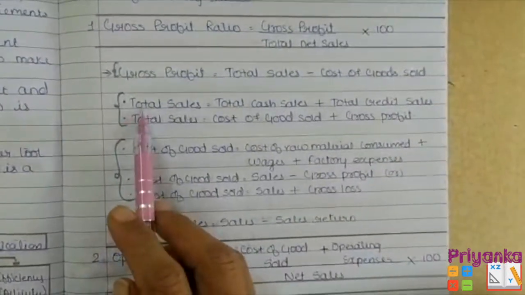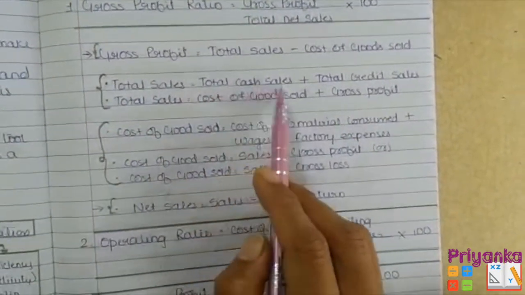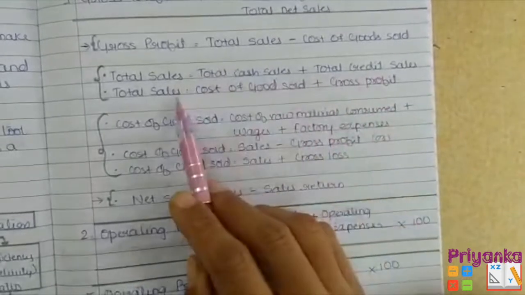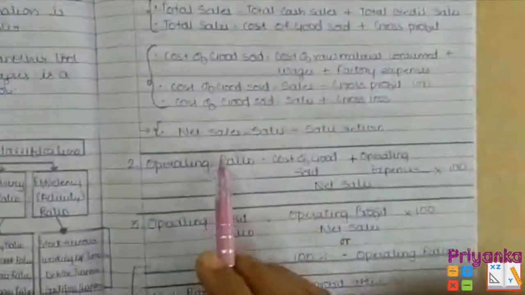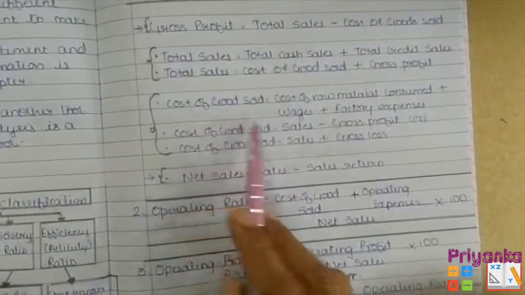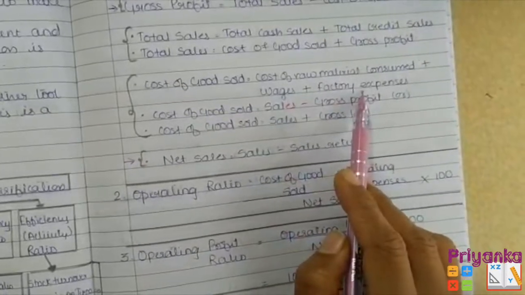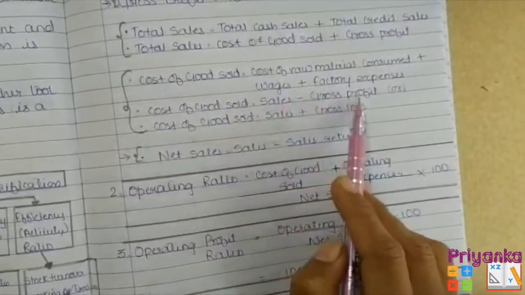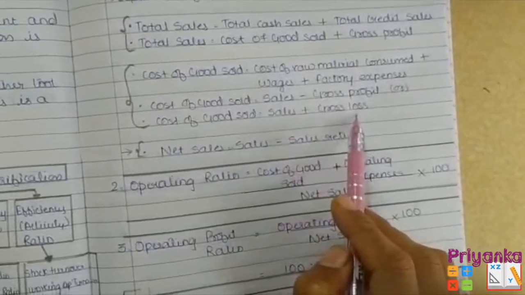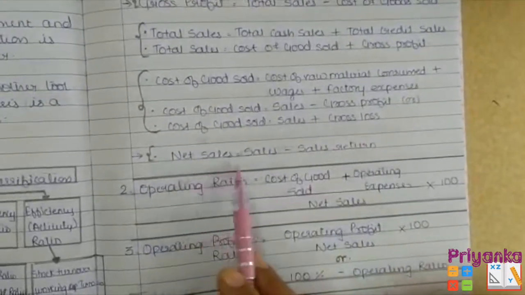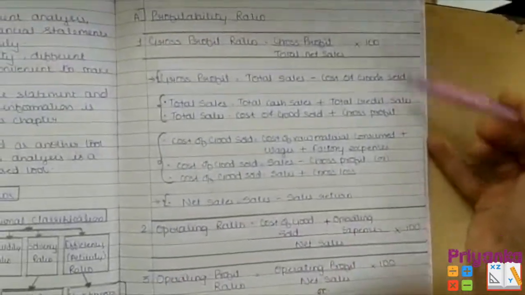Moving to the next, to find the total sales there are two formulas. One is total cash sales plus total credit sales, and another is cost of goods sold plus gross profit. For cost of goods sold: cost of raw material consumed plus wages plus factory expense. Another one is sales minus gross profit, and the last one is sales plus gross loss. And to find the net sales, it is sales minus sales return. So this is the part of the gross profit ratio.